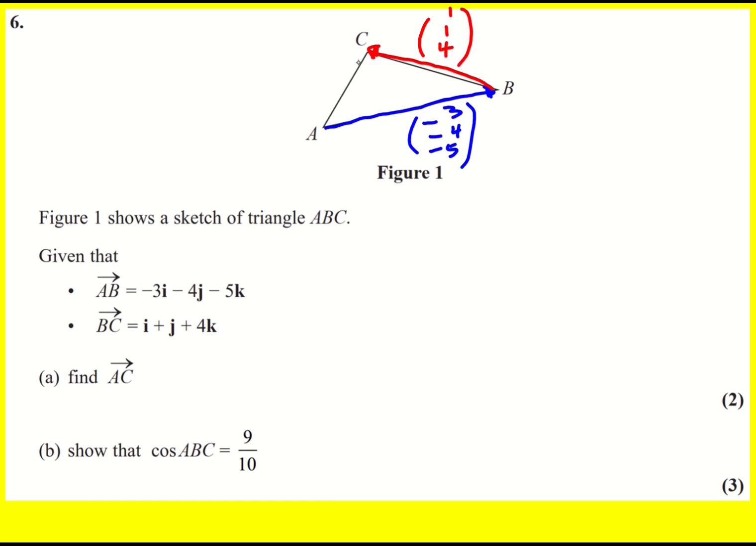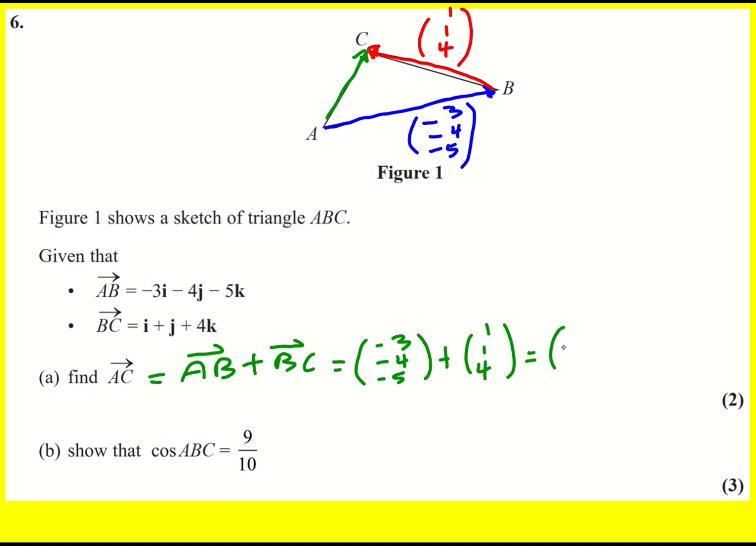Find AC. So here to here. Actually, I just have to follow along the blue path, then the red path. I'm just adding the two together that I had before: AB plus BC. So -3, -4, -5, plus 1, 1, 4 gives us -2, -3, -1.